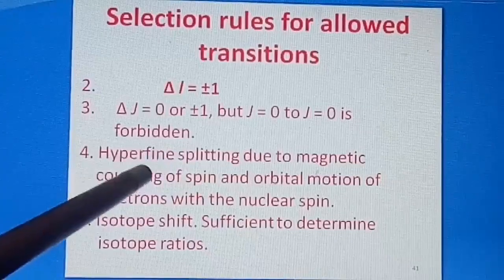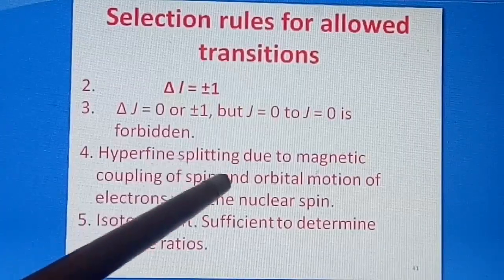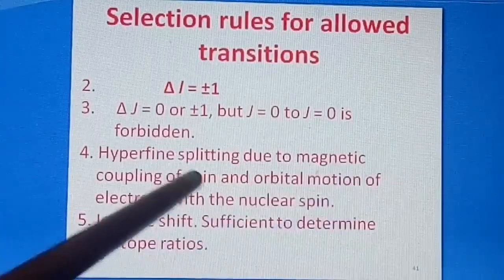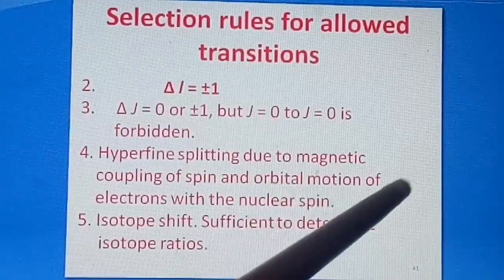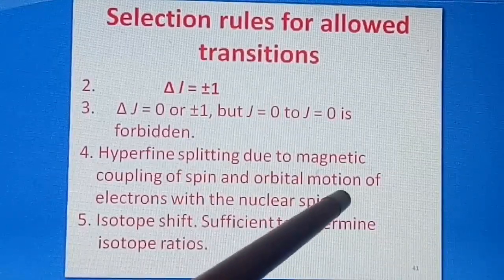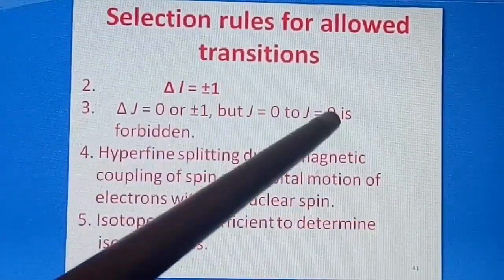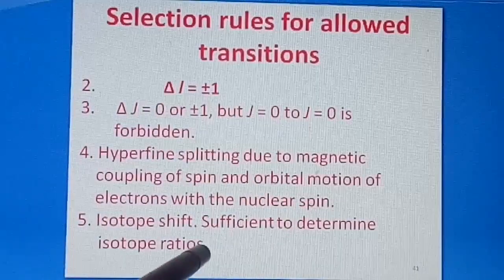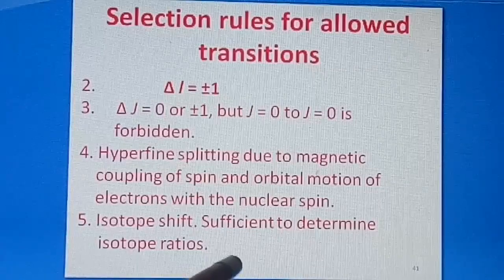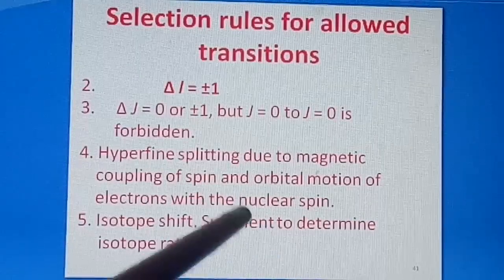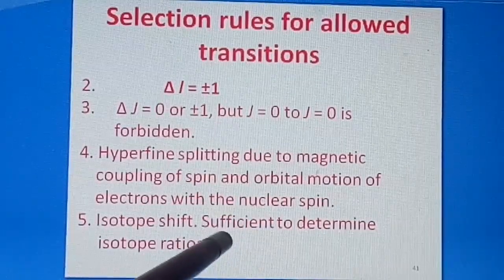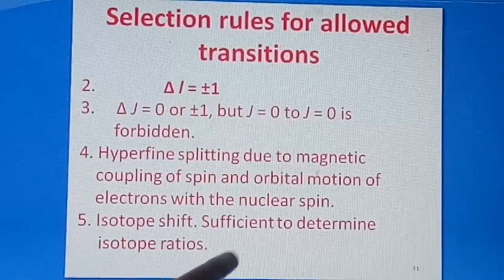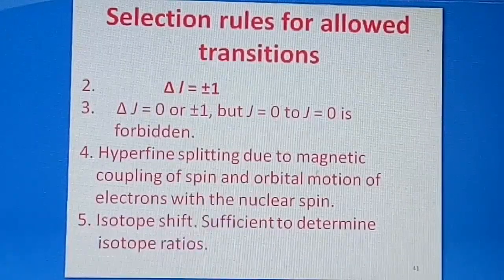Next, the fourth point is hyperfine splitting due to magnetic coupling of the spin and orbital motion of the electrons with the nuclear spin. In a magnetic field, again splitting is there. Isotopic shift is sufficient to determine the isotopic ratio. So we can determine the isotopic ratio by the isotopic shift.